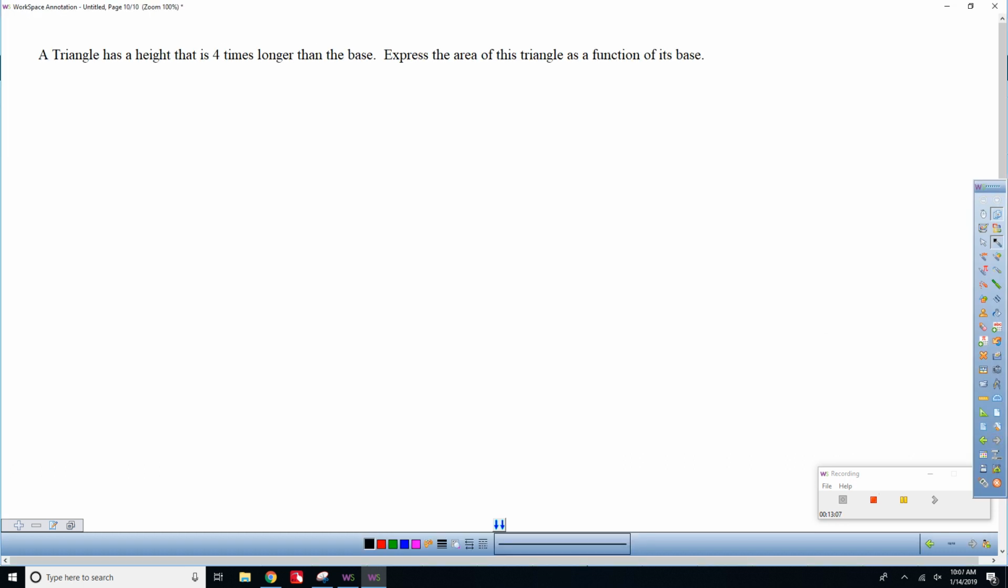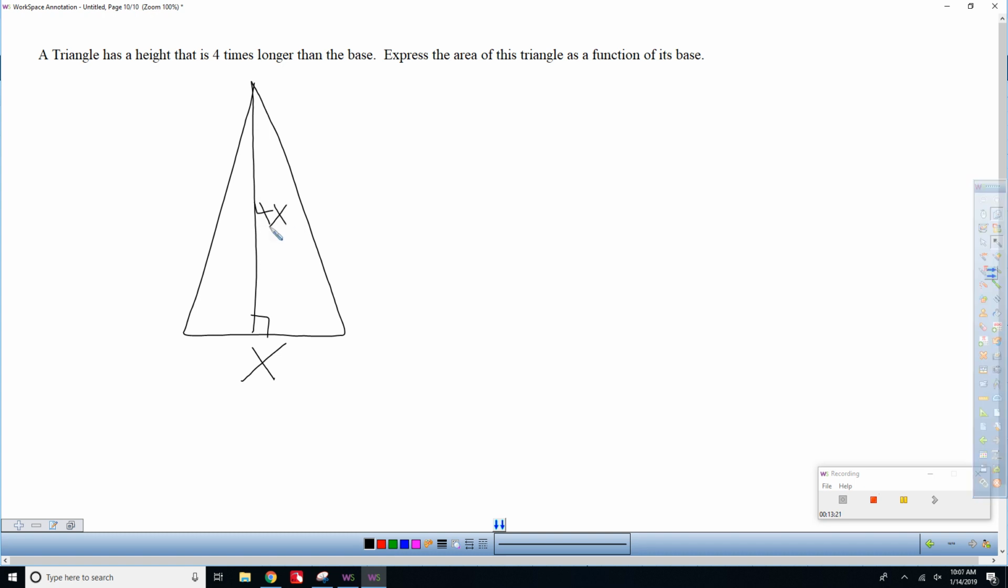A triangle has a height that is 4 times longer than the base. So if the base is x, the height is 4x, right? Express the area of the triangle as a function of its base. Well, what's the formula for the area of a triangle, Carson? Half length times width, or a half base times height.